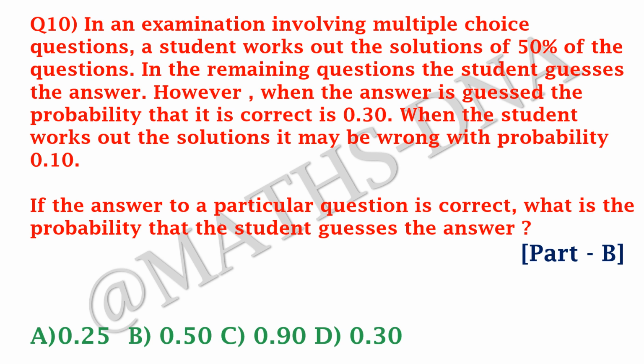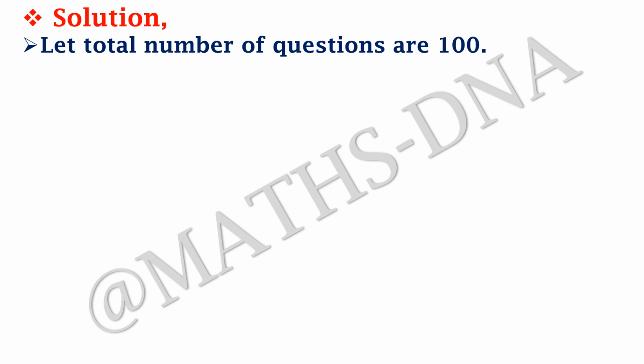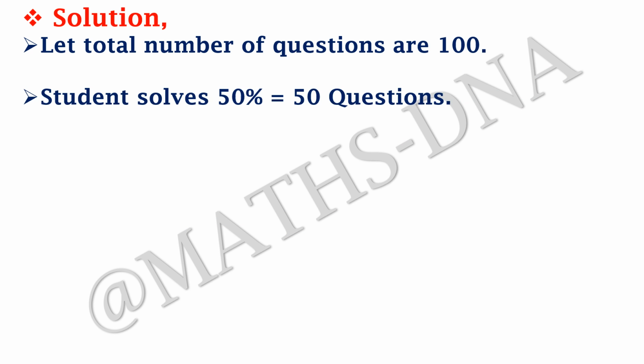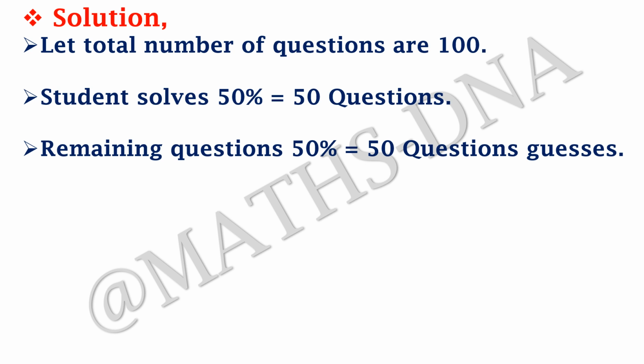Now think that the paper had a total of 100 questions and then simplify it. Now let the total number of questions be 100. Then the student solves 50%, that is, the student is solving 50 questions. Here we are not saying whether it is correct or incorrect. We are just saying that he or she is solving 50 questions. Then in the remaining 50 questions, he is guessing the answer, whether it may be A, B, C or D, whatever.